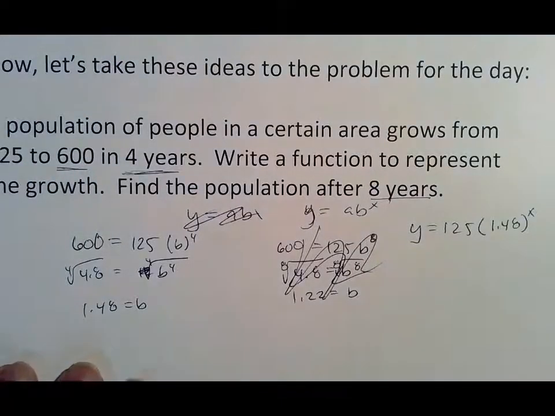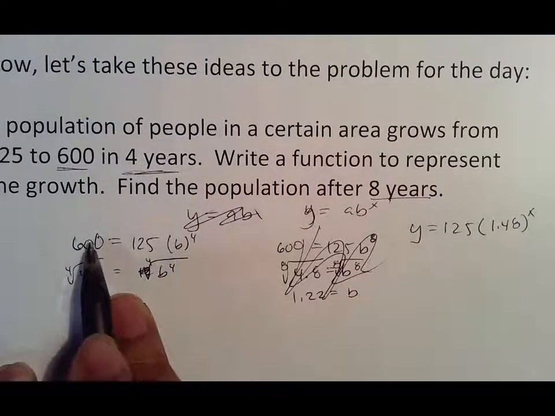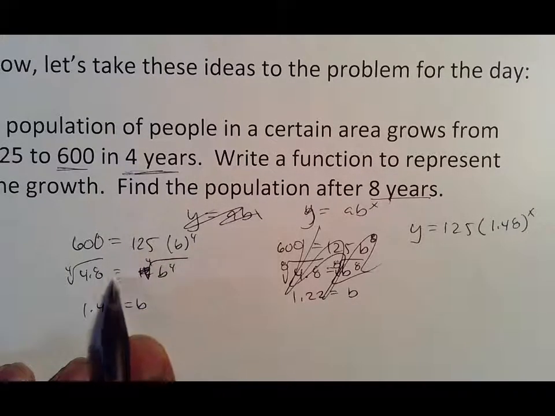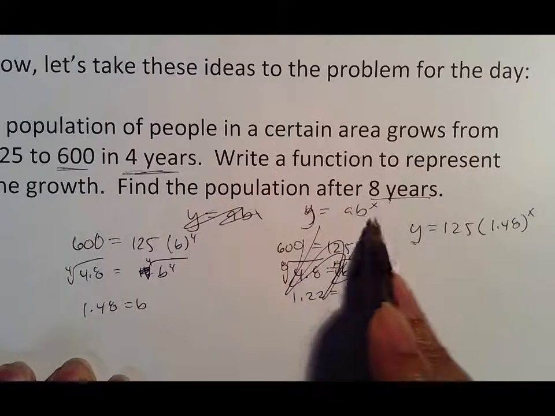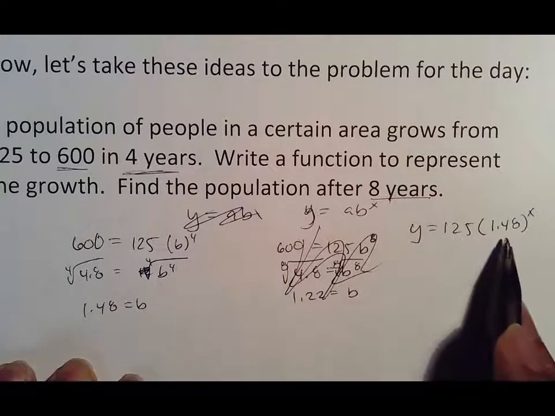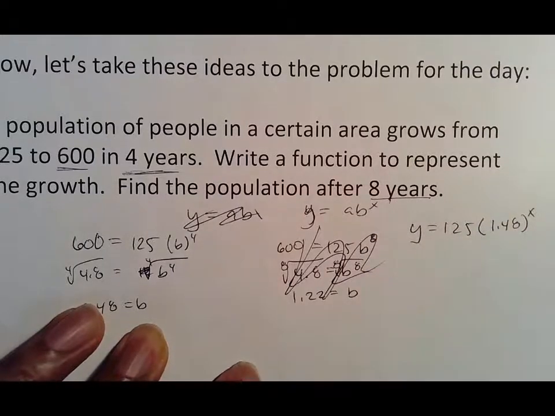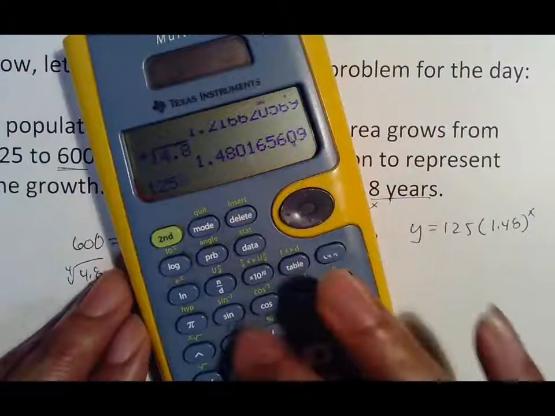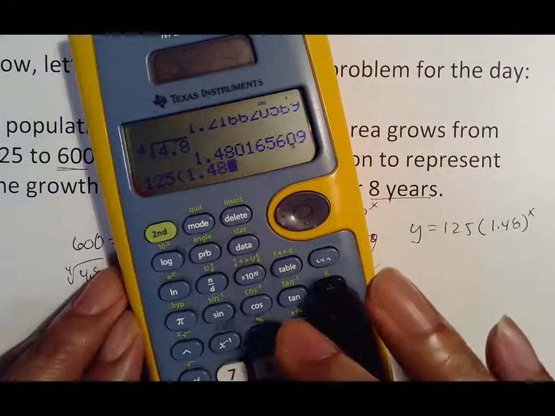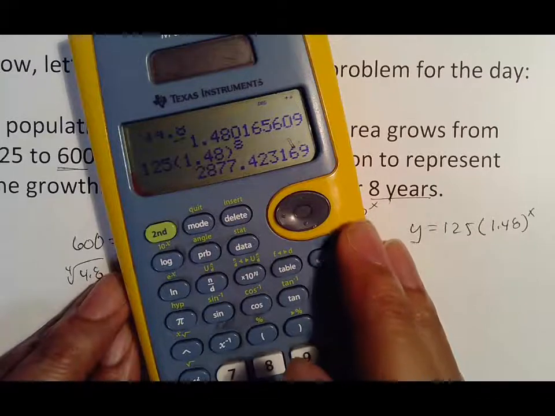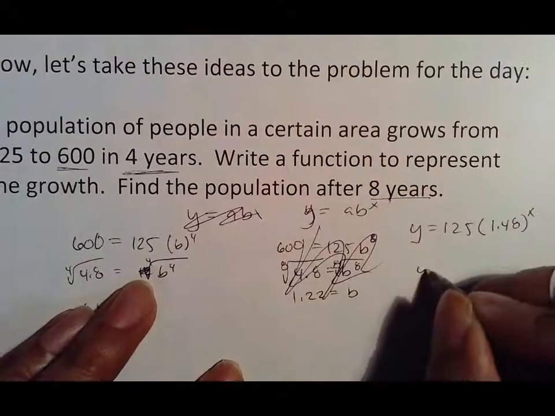So let's go through that again. You don't know B, so you plug in Y, you plug in A, you plug in X. You use the algebra that we know to find B. We then plug B and A back into the function because that's your general formula. Now they want it in 8 years, so you plug in 8 for X, which is just going to be 125 times 1.48 to the 8th, which would be about 2877.